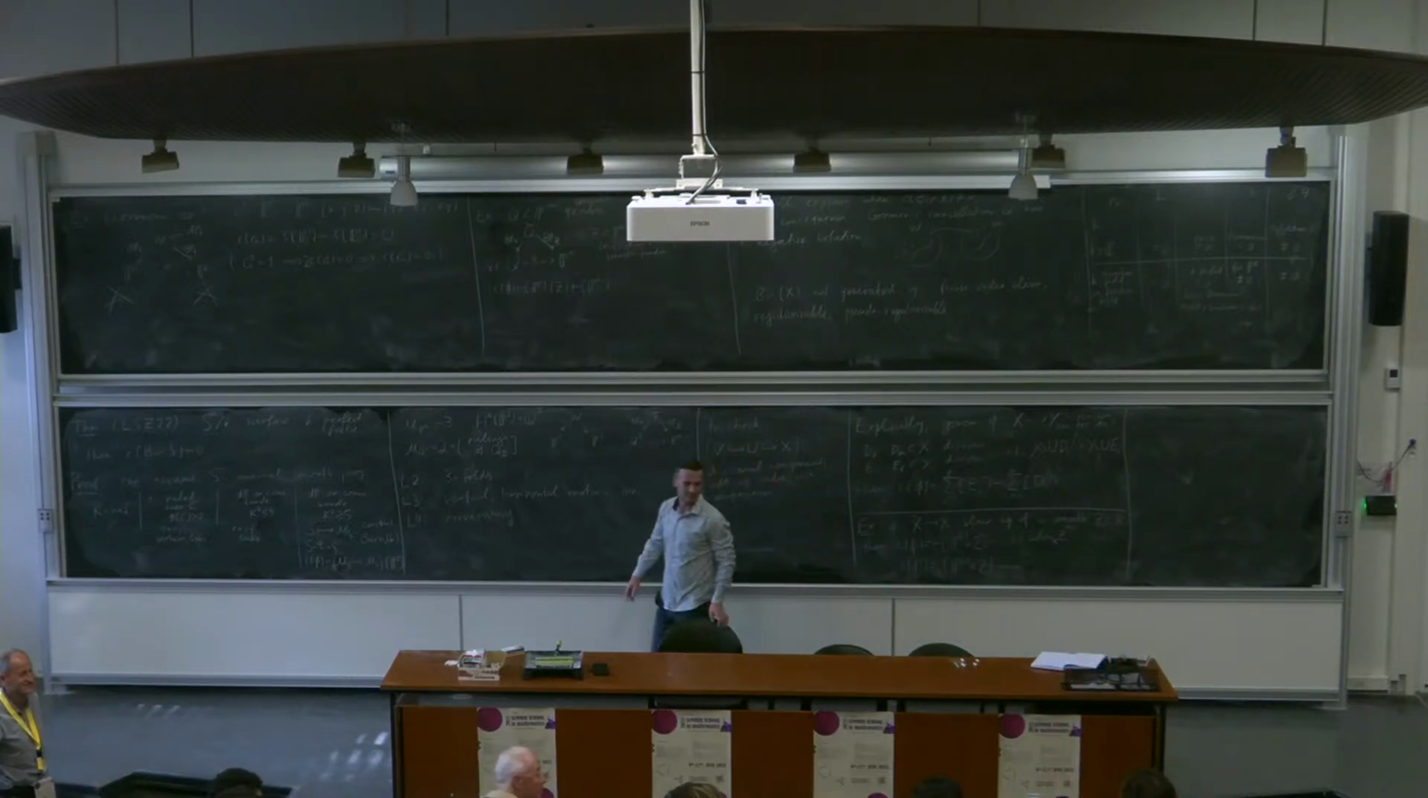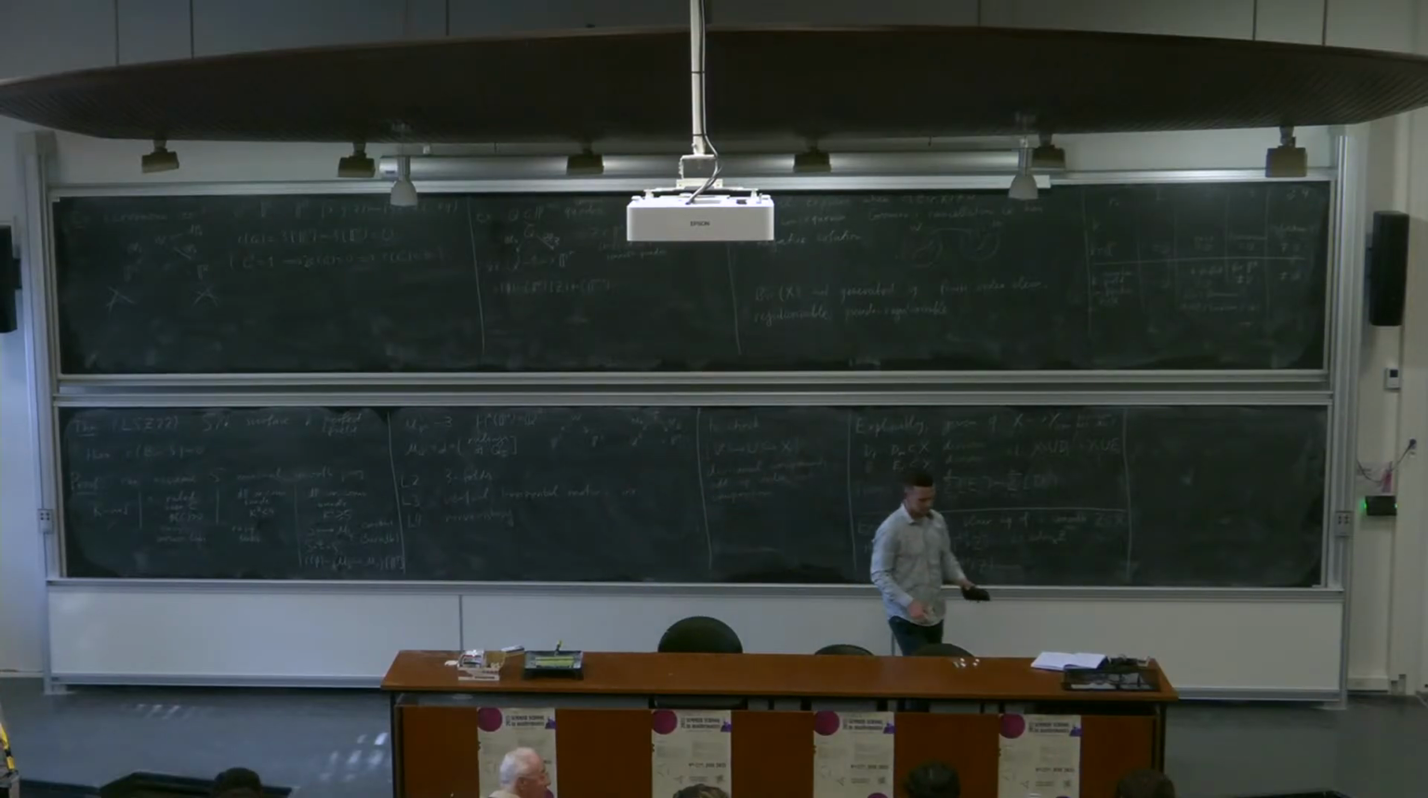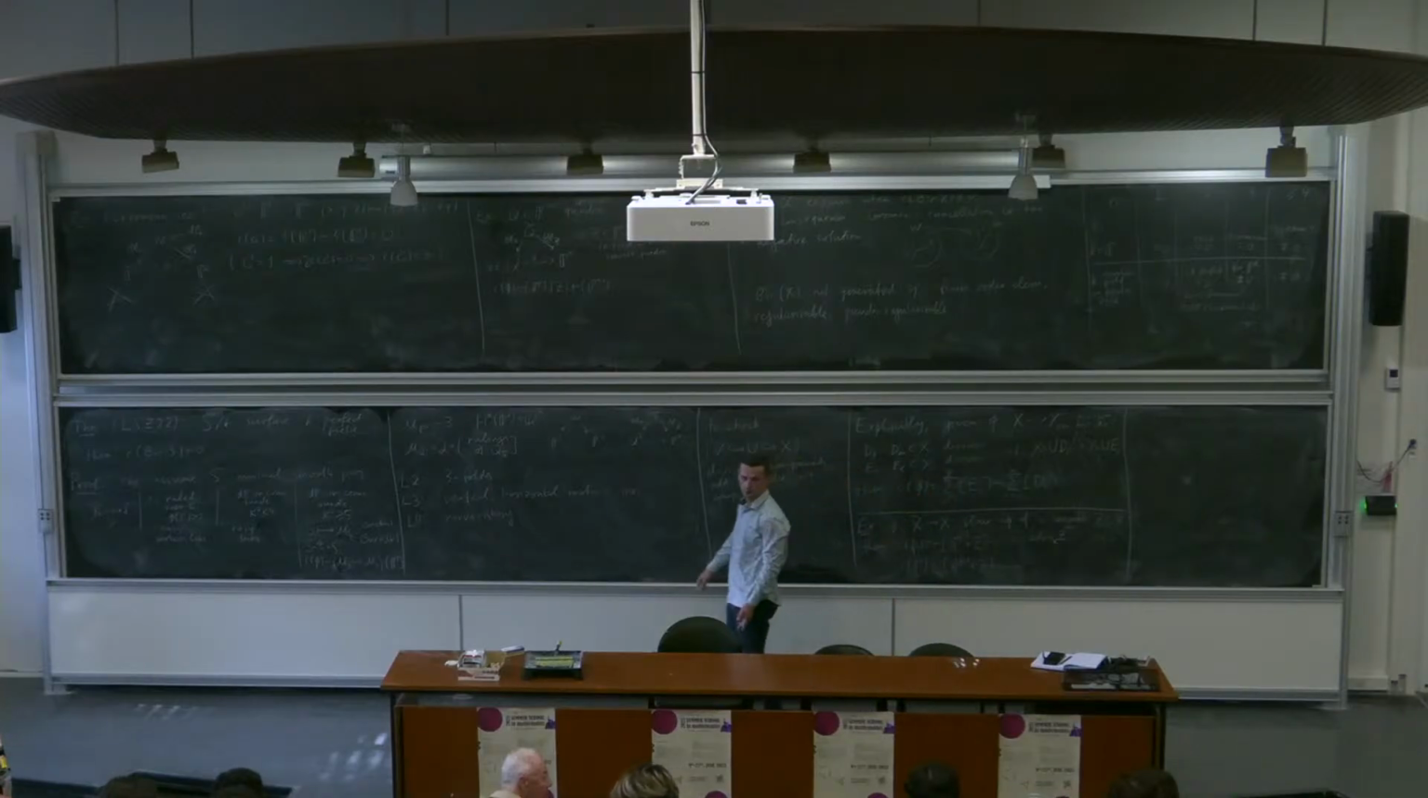Okay, so I think I have two questions. In that last example, you said the zero-dimensional subscheme corresponds to the set of rulings. Can you say more about its infinitesimal structure?